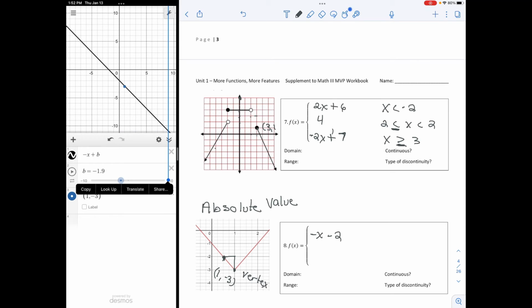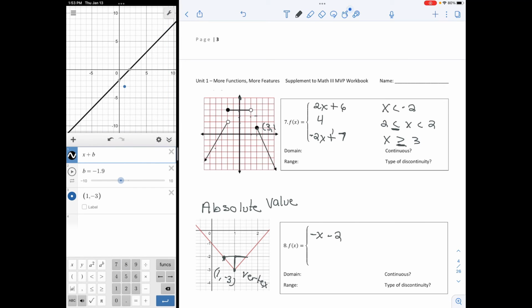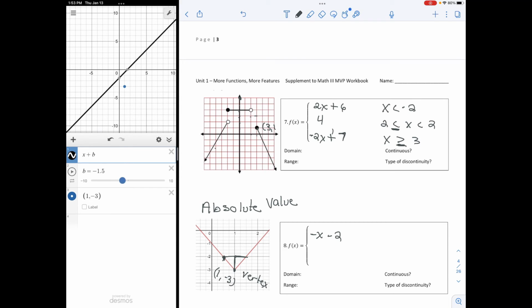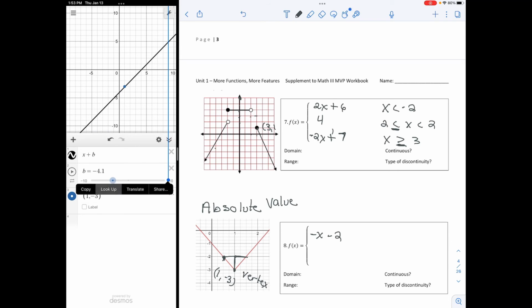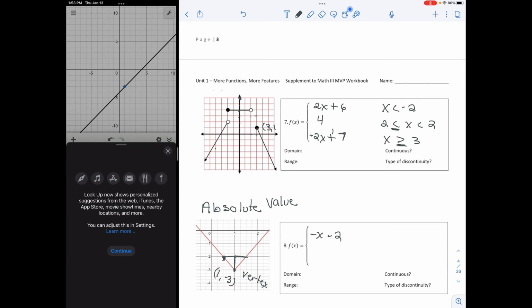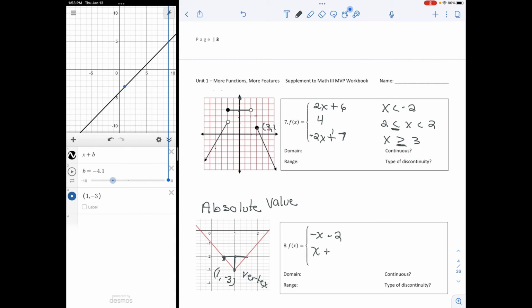Okay? So the next one also has a slope of 1. And it goes through that same point. So I don't have to change my point, and it's going to have a y-intercept of -4. So this one would have a y-intercept of -4.